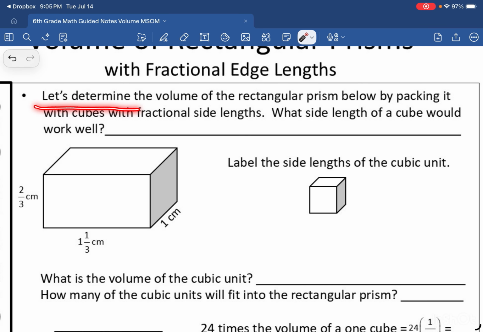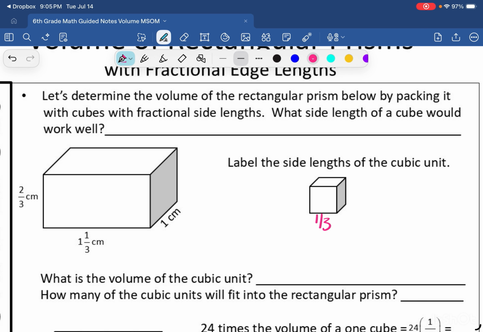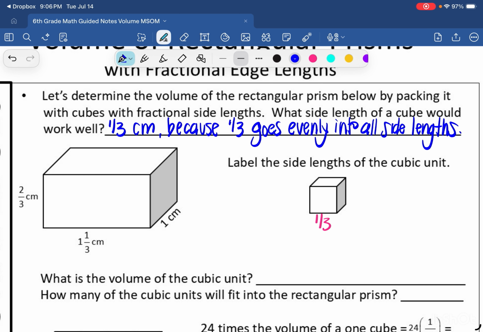Let's determine the volume of the rectangular prism below by packing it with cubes with fractional side length. What side length of a cube would work well? If you notice, I have a 2/3 here and a 1 and 1/3 and a 1. So I think I could use a cube with side lengths of 1/3, and that would pack it well because that goes into 2/3 and that will go into 1 and 1/3.